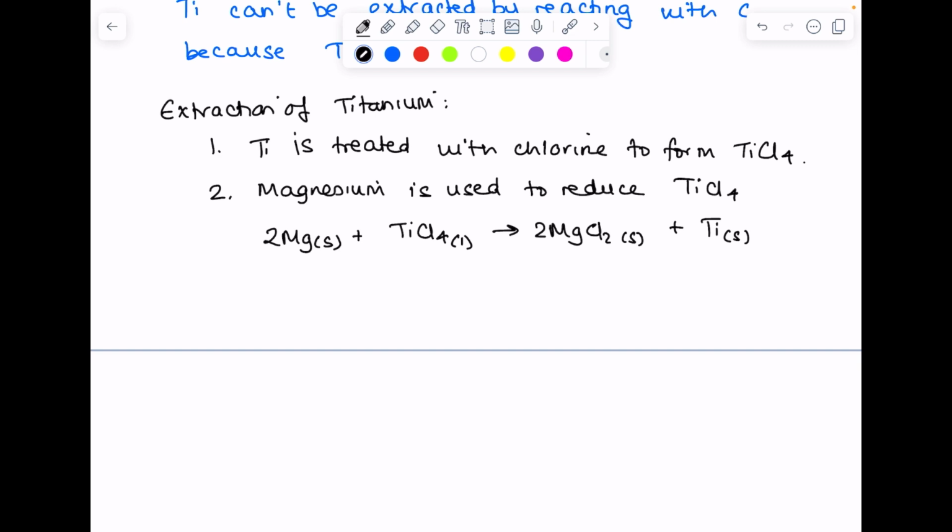Let's check that reduction taking place by looking at the oxidation numbers, oxidation states. So this chlorine here is -1, which means that titanium is +4, and the titanium on the right-hand side is 0, hence reduction has occurred to that TiCl4. Look at the oxidation states of magnesium, where you've got 0 over here, -1 for the chlorine, which means that must be 2+ for the magnesium. So here we can see oxidation taking place.